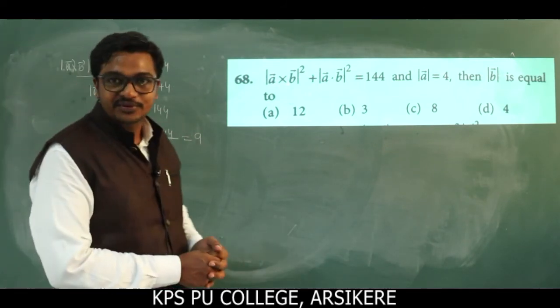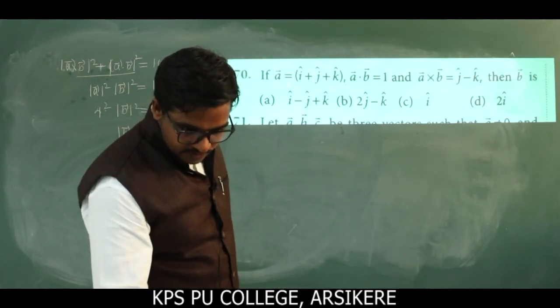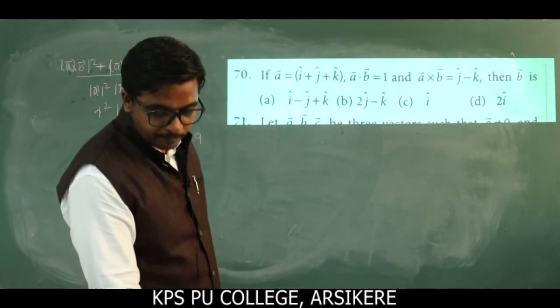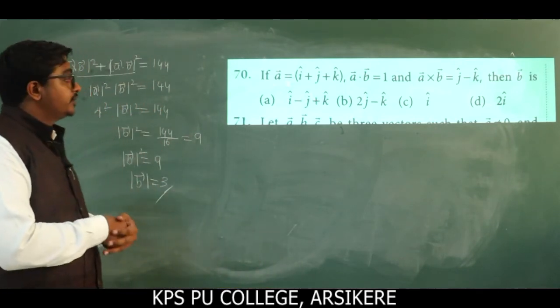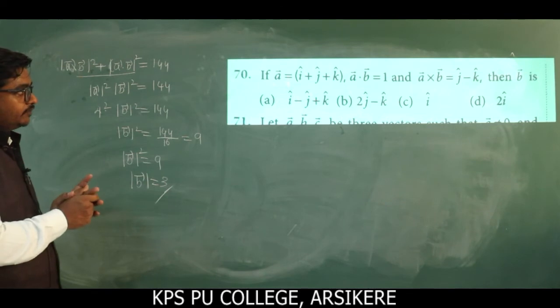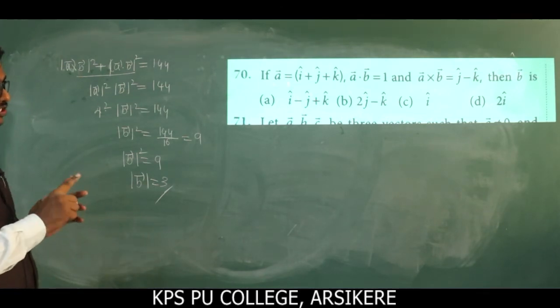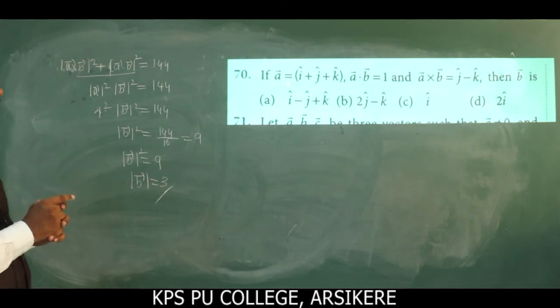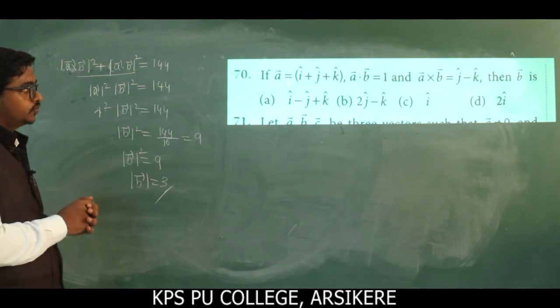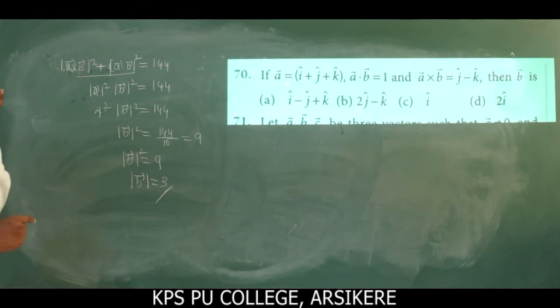Now dear students, we are moving to the next question. Question number 70. Just observe here. If vector A is equal to i cap plus j cap plus k cap, and given A dot B is equal to 1 and A cross B is equal to j minus k, then B is equal to... here we have to find vector B.